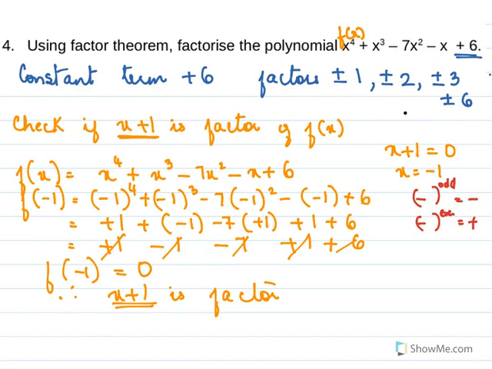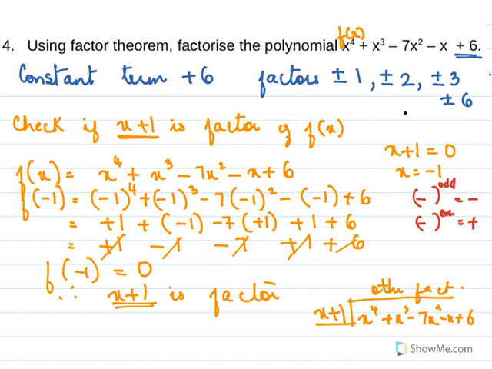So I know x plus 1 is a factor. To find the other factor, all I need to do is divide. I'll divide the polynomial by x plus 1 and then I will find the other factor. This is my polynomial, and what comes here will be the other factor.